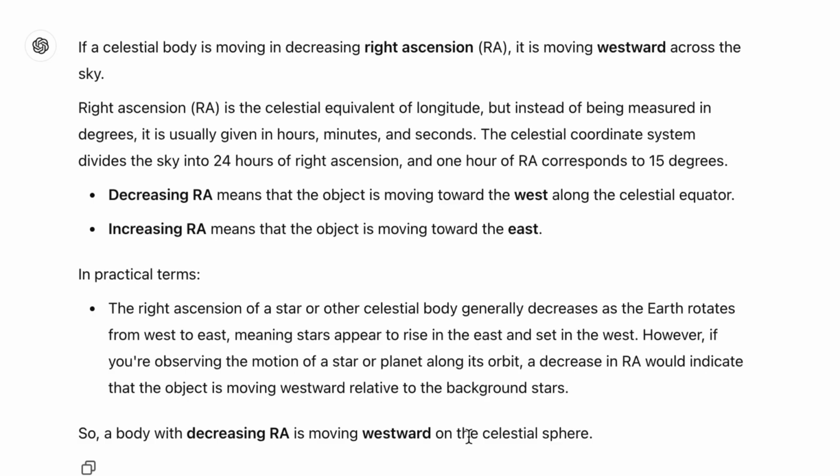Okay, so the point of this video is to dispel the notion that retrograde has anything to do with parallax or is an optical illusion, that it's a real motion of the planet. So let's go over right ascension real quick.